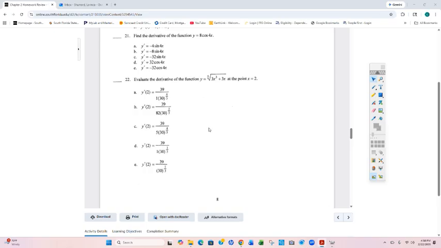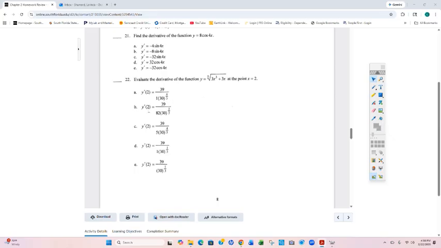Number 22, evaluate the derivative of the function y equals, now this is a fifth root, so y equals fifth root of, underneath the radical is 3x cubed plus 3x. So fifth root of 3x cubed plus 3x. They are all under the radical. At the point x equals 2. A, y prime of 2 equals, all right, these are all fractions. The numerator is 39. On the denominator, 1 times 30 to the 4/3 power. Okay, the 30 is the only thing to the 4/3 power.